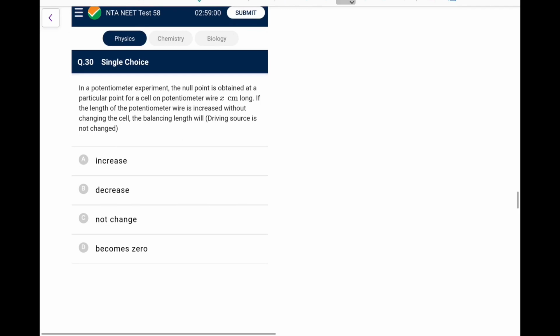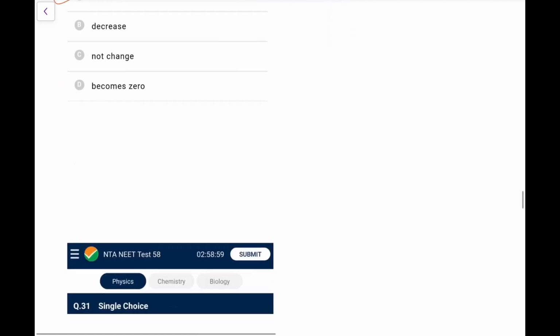Next. In a potentiometer experiment, the null point is obtained at a particular point for a cell on a potentiometer wire x centimeter long. If the length of the potentiometer wire is increased without changing the cell, the balancing length will. What will happen if you increase the L? X will decrease, and definitely that balancing length has to increase for sure. So go for that option. Okay, so this you can do next one.